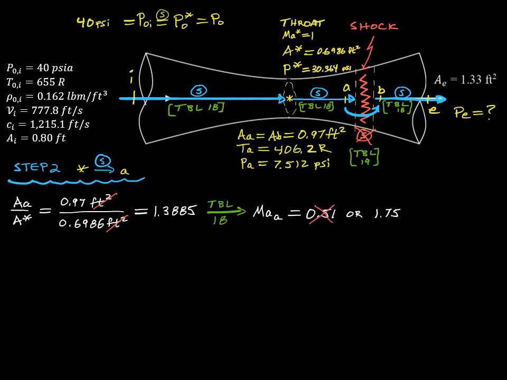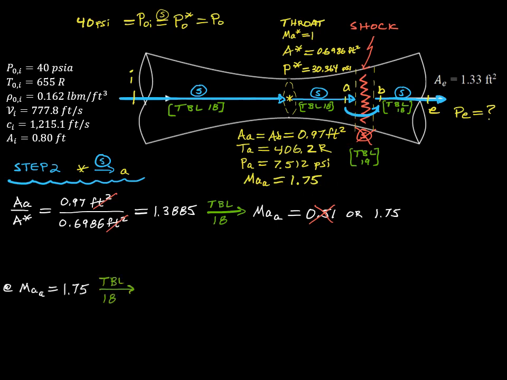We know that the flow at A is going to be supersonic because we have to be supersonic to have a shock. So that means that we can reject the subsonic Mach number, and we can assume the Mach number is 1.75. And so we'll record the Mach number down here as 1.75, and that's at state A pre-shock.